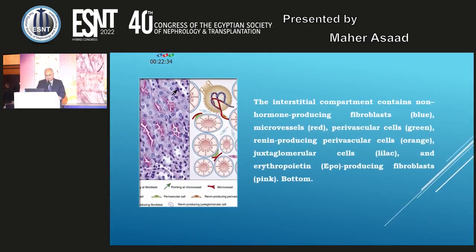This is a diagram to show the interstitium in its various cells: the interstitial compartment containing non-hormone producing fibroblasts, microvessels, perivascular cells, renin-producing perivascular cells, juxtaglomerular cells, and erythropoietin-producing fibroblasts.